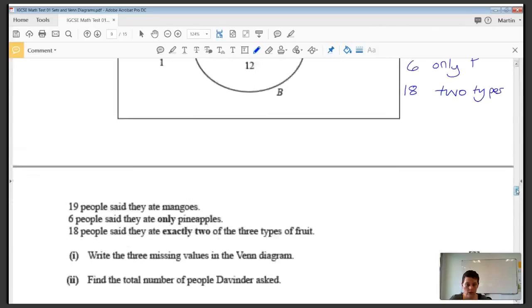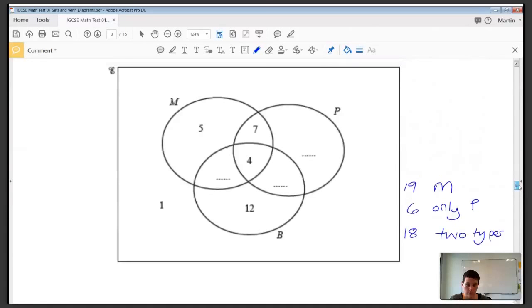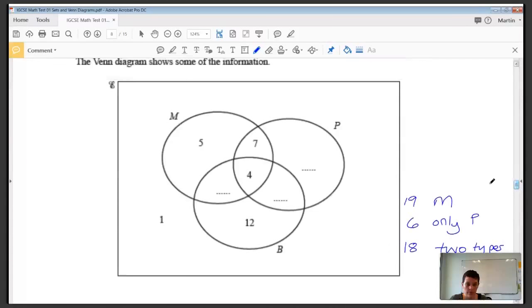Because they then ask us to write the missing values in the Venn diagram. So let's be detectives. 19 people ate mangoes. So we need to find our mango circle, and here it is. Okay, remember that this is a Venn diagram that shows the numbers of people in each piece.